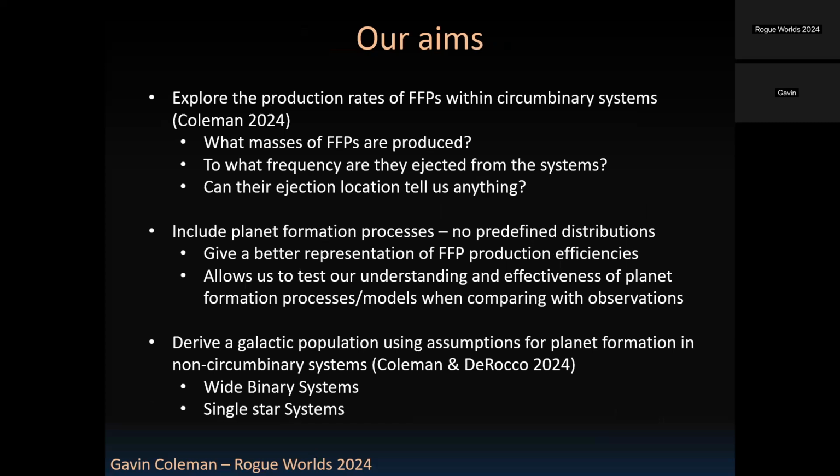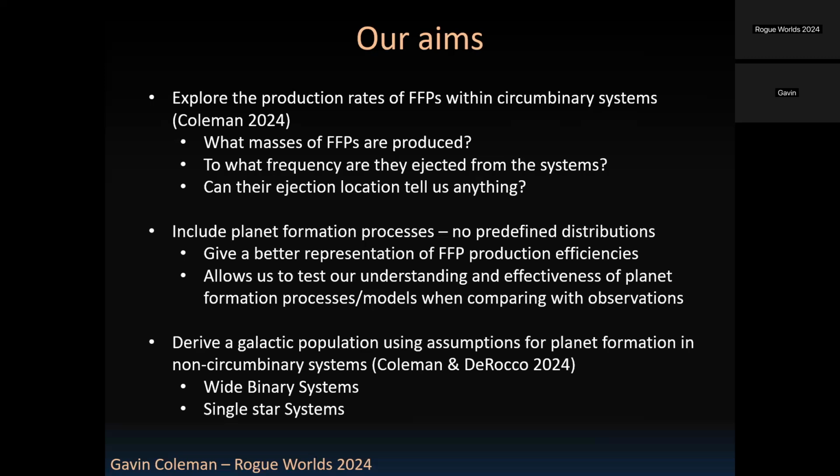This talk is based on two papers. The first paper, from earlier in the year, looks at formation of FFPs from circumbinary systems. In this area, I'll talk about the masses of FFPs produced, how often they're produced, and where they come from. Like I said, these include the planet formation processes, so it should give a better representation of FFP efficiencies.